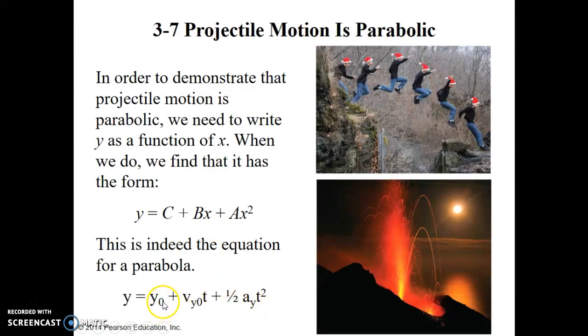y equals y naught, a constant number, plus Vy naught times t, where t is your single variable, plus 1/2 ay t squared, where t squared is your squared variable. So in this case, t is your variable, y is the function. So indeed, this kinematic equation shows that, yes, projectile motion should follow a parabolic shape.